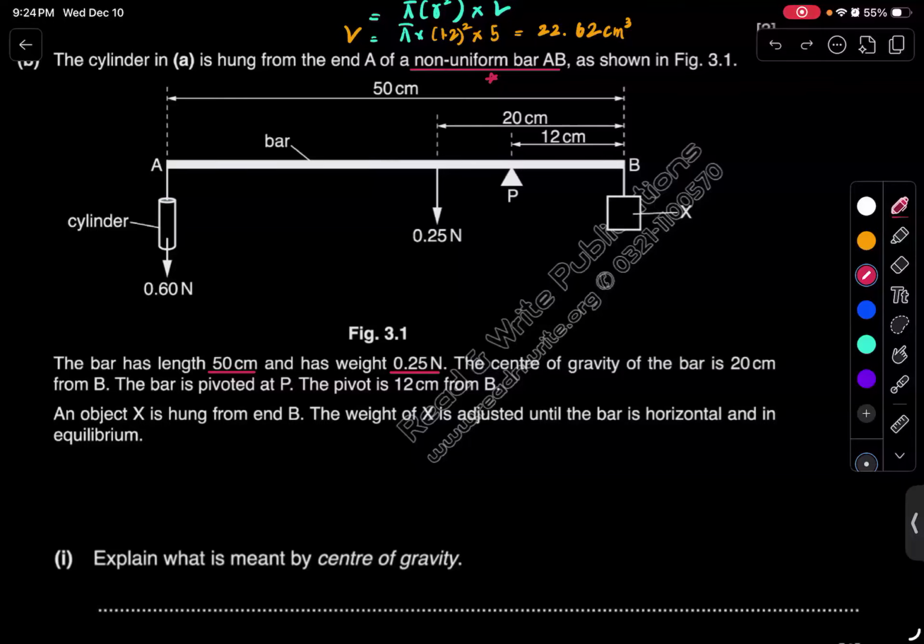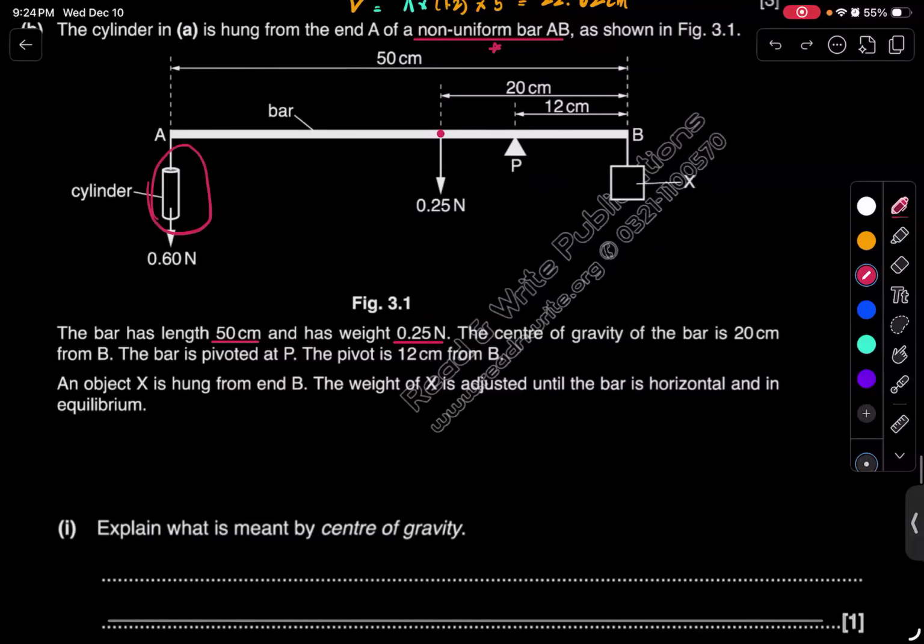20 centimeters. So it's over here. This is the center of gravity, so it's not at the center where it's supposed to be, but slightly off. The pivot is 12 centimeters from B. We've been given all this information about the object X, the cylinder that we just worked on in the first part.